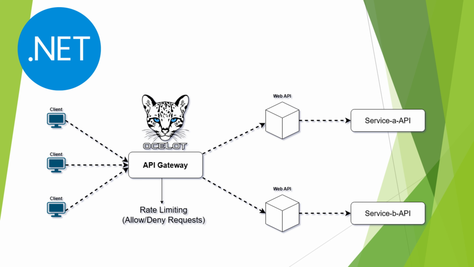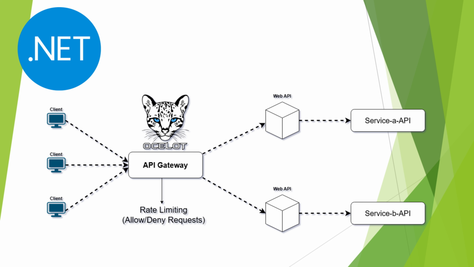This protects your backend services from being overwhelmed by too many requests at once and helps to maintain performance and availability. In this tutorial, I'll walk you through setting up rate limiting with Ocelot in ASP.NET Core, covering every step from configuration to testing. By the end of this video, you'll know exactly how to implement this feature and have a robust rate limited API gateway setup. So let's get started and dive into the world of rate limiting with Ocelot.